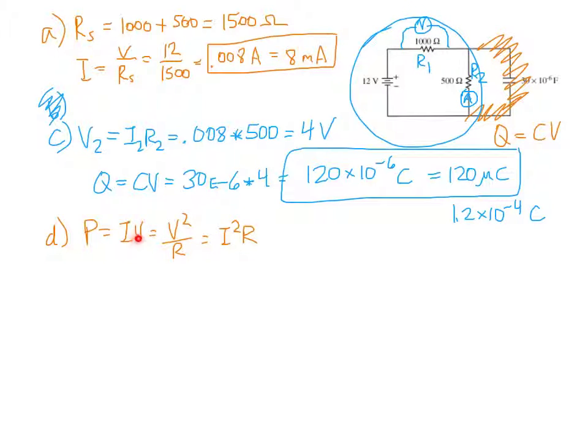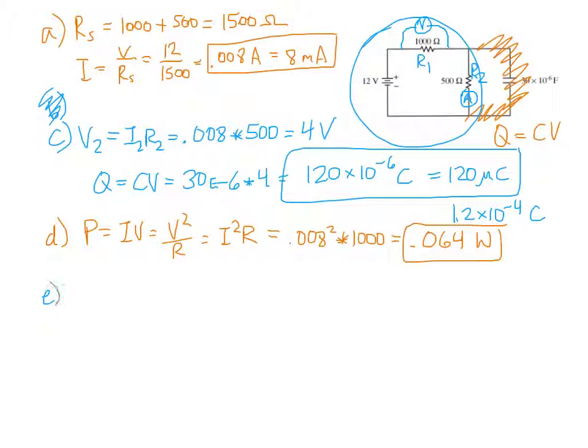So since we know the voltage is 8 volts, we could use any of these equations, because we also know the current is 0.008, and the resistance is 1000. So I'm going to use this one. I'm going to assume we had not solved for the voltage yet, and just use I squared times R, which is 0.008 squared times 1,000, and that's equal to 0.064, and power is measured in watts.